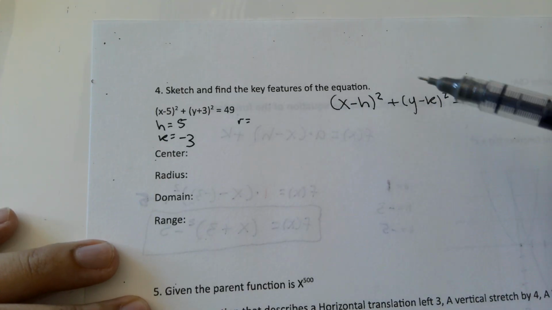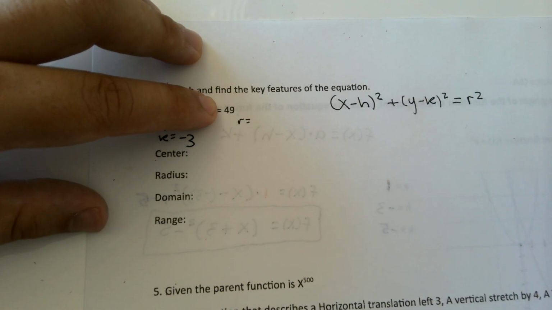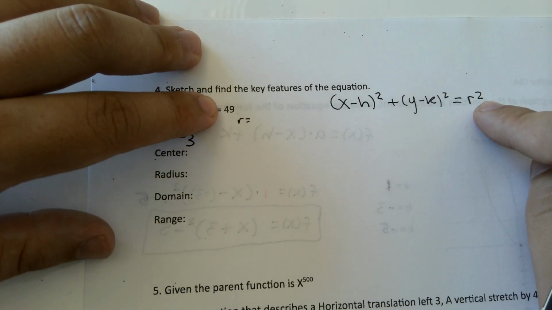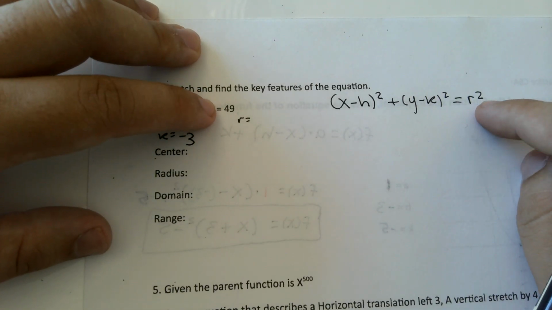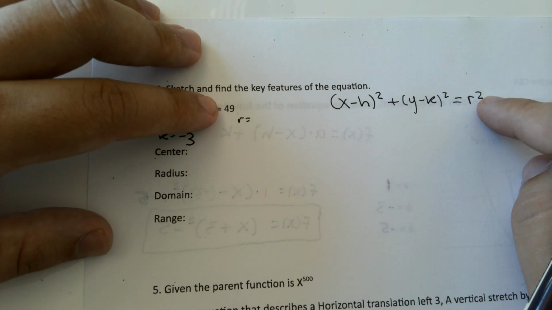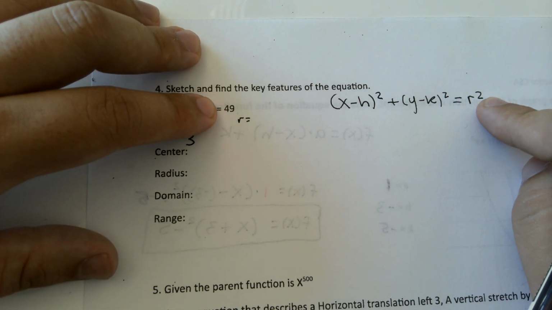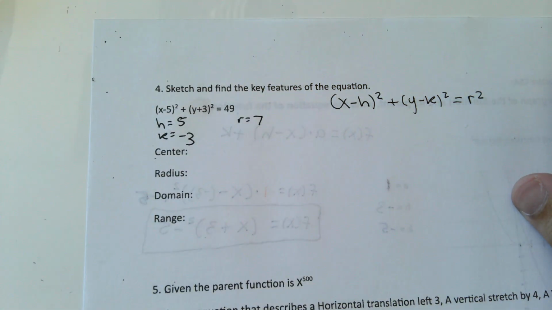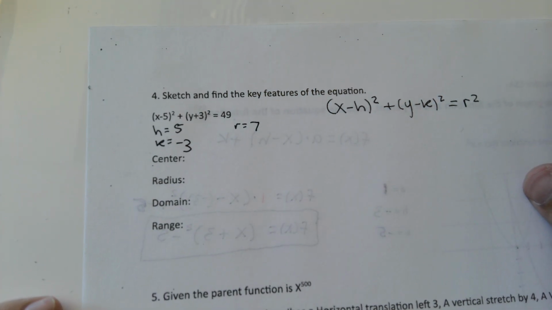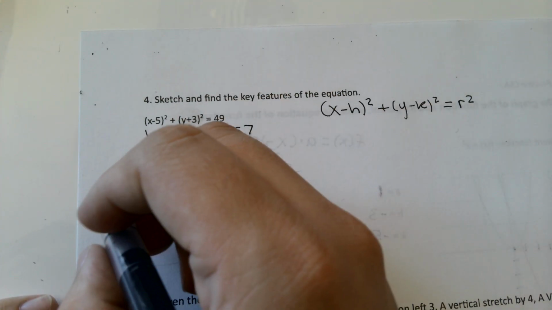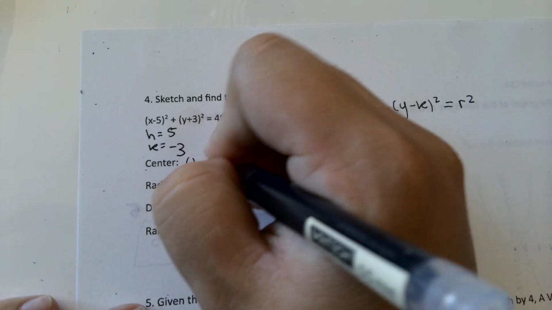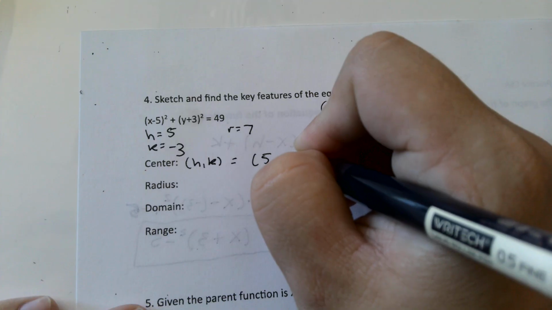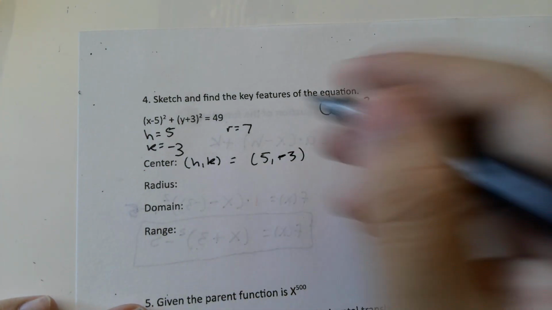Now the trick was that in our equation, we see a 49. That is radius squared. 49 is not the radius, 49 is the radius squared. That means we need the square root of 49 to know what the radius is. In this case, it's 7. The center is at (h, k), so my center is at (5, -3). My radius, already found, is 7.